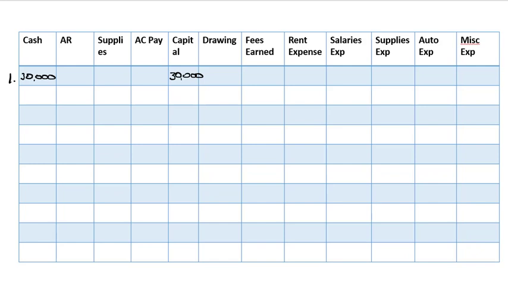Next we purchased office supplies on account for $1,800. So for the second one, our office supplies increased by $1,800, and since we bought them on account, we didn't pay cash for it. We increased the payable by $1,800. So these two sides have to equal: supplies increased and accounts payable increased. With the first transaction, cash increased and the capital account increased.